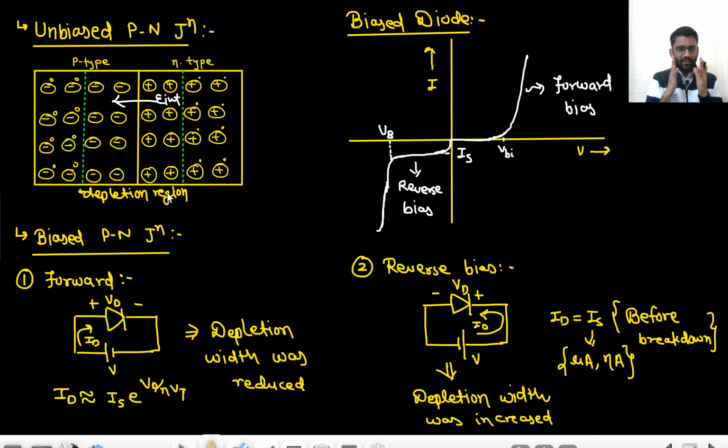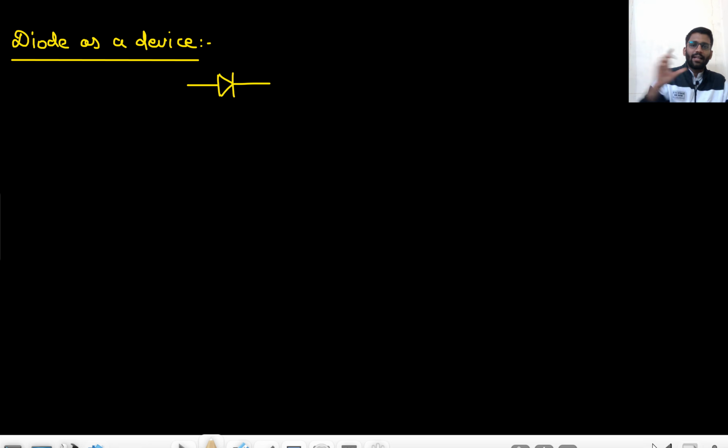In forward bias, the depletion region is reduced and the current flows from P to N. In reverse bias, the current flows from N to P, but that value is very low, and we call it reverse saturation current. After breakdown, the current increases very rapidly. We will study the breakdown region in depth when we study Zener diodes. In reverse bias the depletion region is increased. So this is the complete analysis.